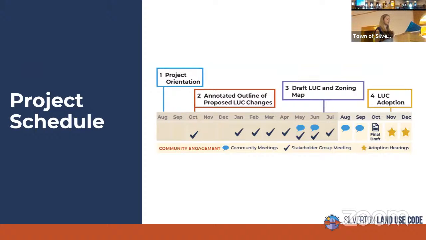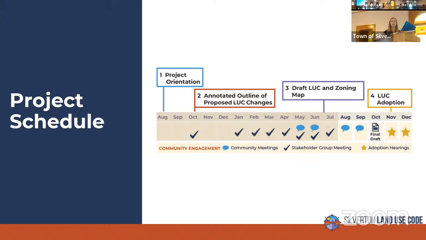So this is our project schedule. As you can see, we started right around this time last year and have been pretty busy since. The project started with an annotated outline of proposed land use code changes, which was really just a guidance document of where some of the main topics that we're going to address, what are some general directions for where to go. And that is available online as well on the project website if you are curious. All of the documents that we have published are available to you online. And then we spent the winter drafting and then have spent the summer doing some outreach with the community and trying to get all of your feedback about some of the proposed changes.